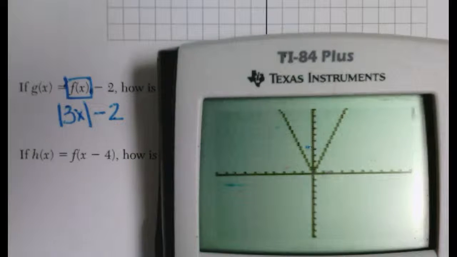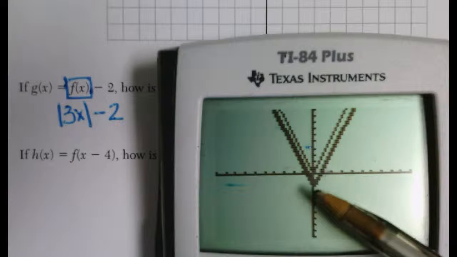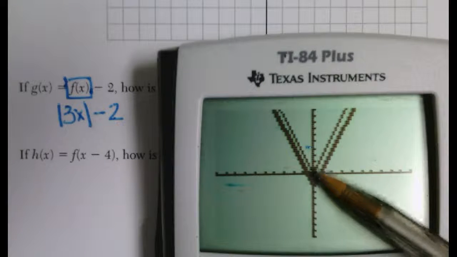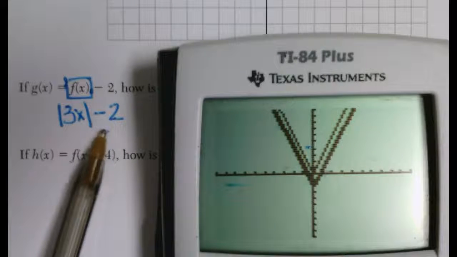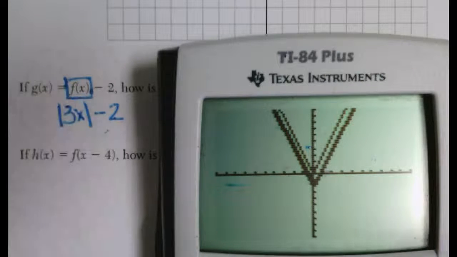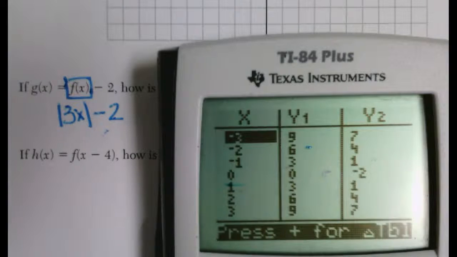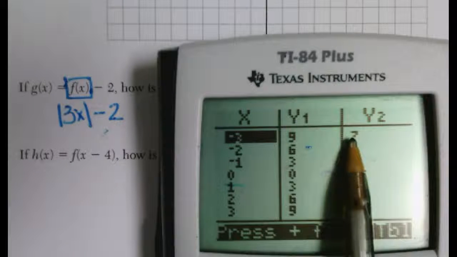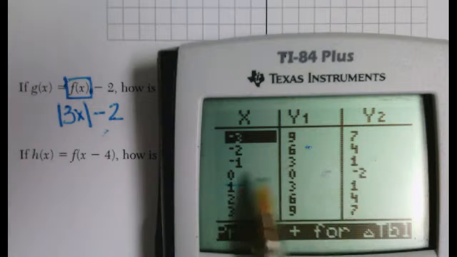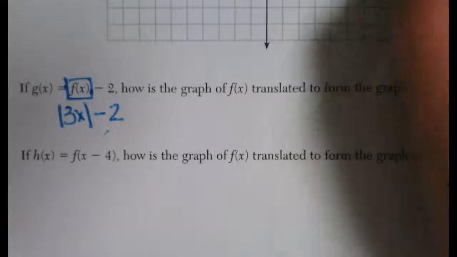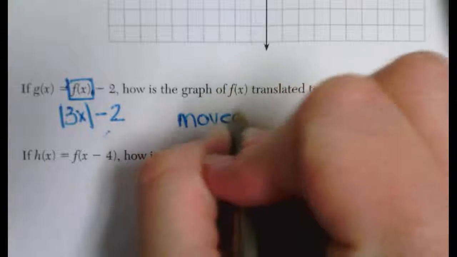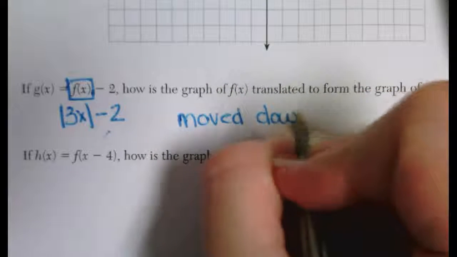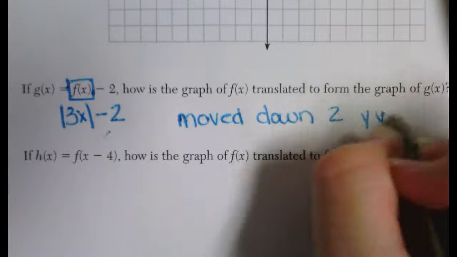So now when I hit the graph button, there's my first graph, but look what happened. Here's my second graph. What happened to the points? It moved down. How many points do you think it moved down just looking at this? Probably 2. If we want, we can hit second table and let's confirm it. It went from 9 to 7, 6 to 4, 3 to 1. So how did the graph translate? Graph moved down 2 y values.